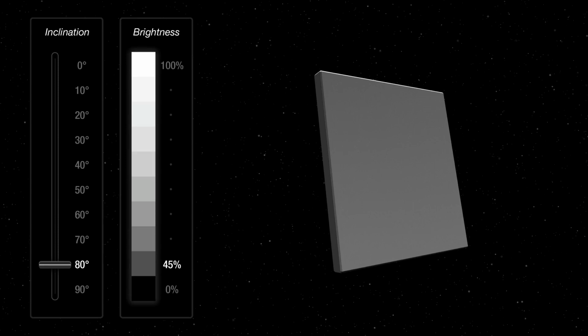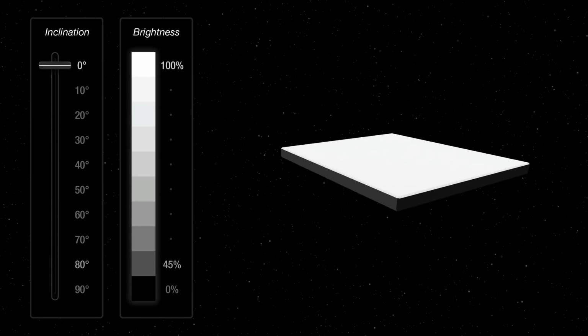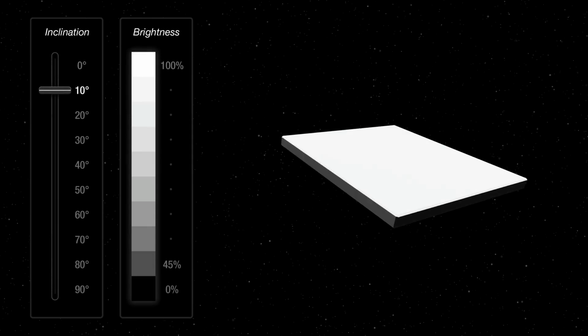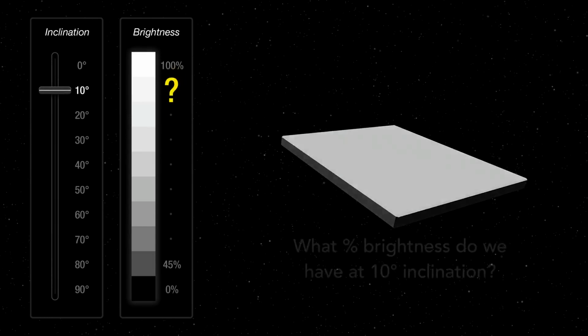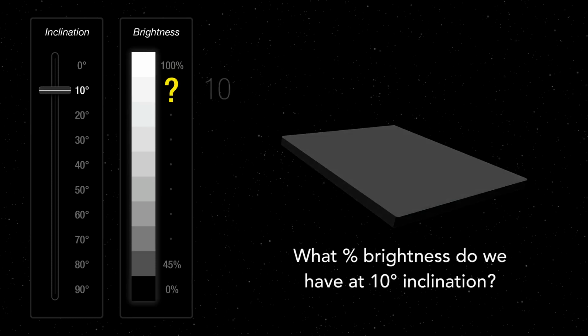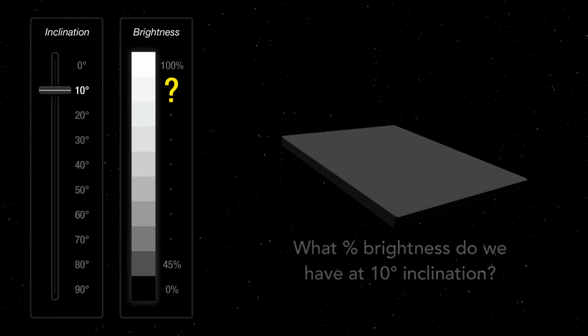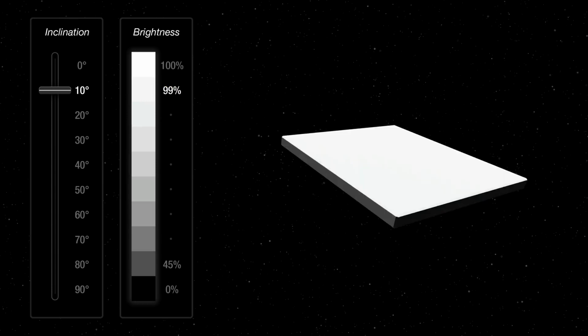Now, what do you think about the other extreme? At 0 degrees of inclination, we have 100% of brightness. If we turn by 10 degrees, how much brightness are we left with? Make another guess and write it down. And I will reveal in 3, 2, 1. Ready? 99%. What? This should be blowing your mind.